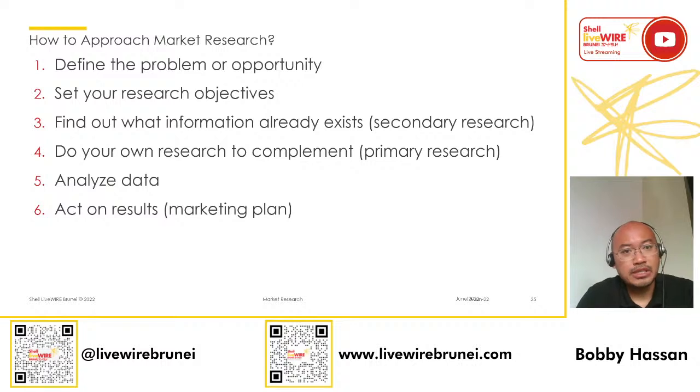So, a bit more specific on the steps. Here are 6 steps. The first step is to define the problem or opportunity that your customers might have. Set your research objectives, what you want to reach with that research. Find information that already exists. The secondary research, as mentioned earlier, is usually the quantitative data, and then do your own research. This can be either quantitative or qualitative. Once that's done, you can analyze the data and act on the result. For example, if you know a certain product has interest from people of a certain gender or age, then you can target those people.